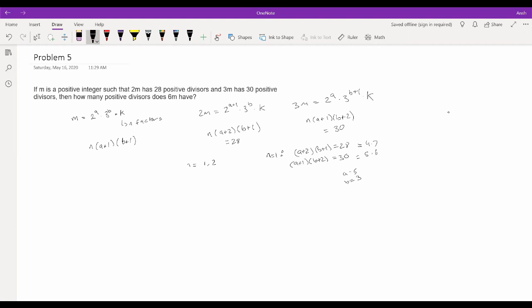And these are the only solutions for where n is equal to 1. Now, if n were equal to 2, we would have (a + 2)(b + 1) equals 14, and (a + 1)(b + 2) is equal to 15.